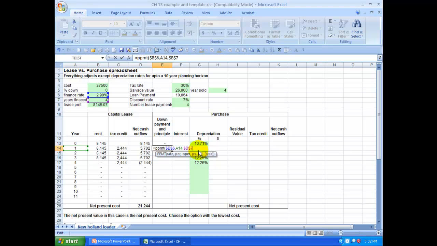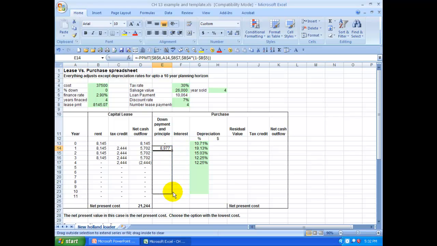Okay, so we had the period that we're in, the total number of periods, comma, and now my present value is the original cost, F4, multiplied by opening parentheses 1 minus the percent down, F4. Close parentheses. So that's my present value. We don't have a future value, so I can just close the parenthesis. And then it's displaying as a negative, so I put in my negative sign there to display it as a positive. And then I drag it down, and you'll notice I've got some issues here.